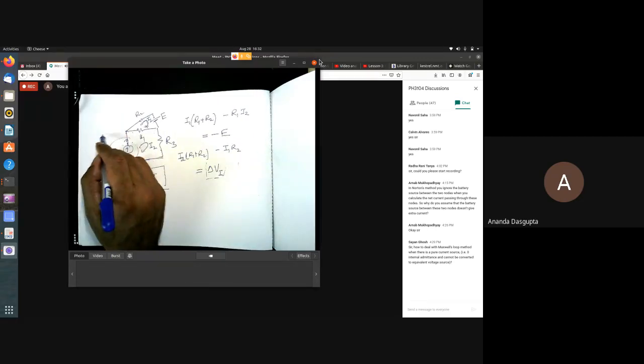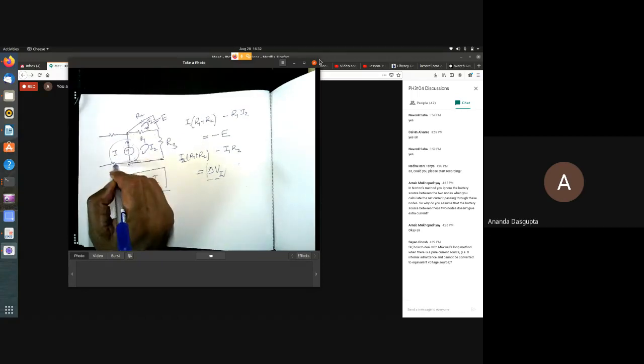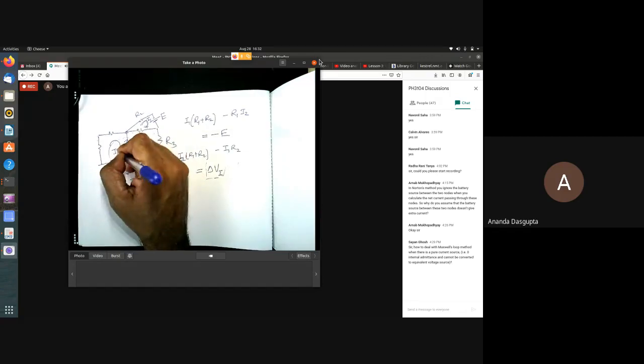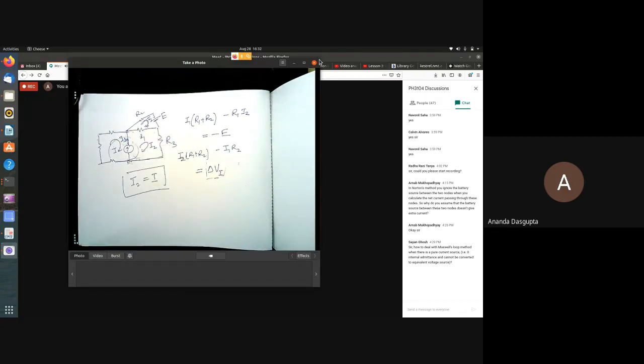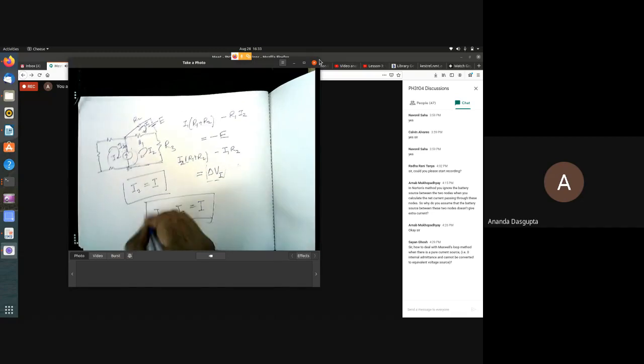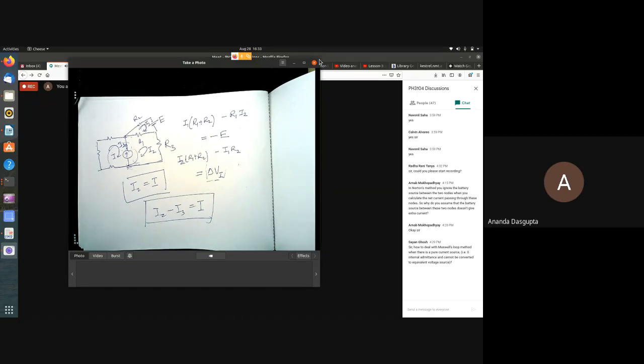Of course, if this had been a part of some other bigger circuit, maybe one more loop here and I had put in I3 here, then the equation would have been I2 minus I3 equals I. Whatever be the case, the current source essentially produces a relationship between the mesh currents. Okay. So ultimately, you get as many equations as you need, but you don't get them directly in the same standard way.